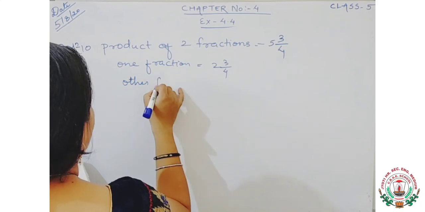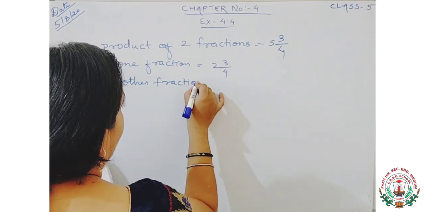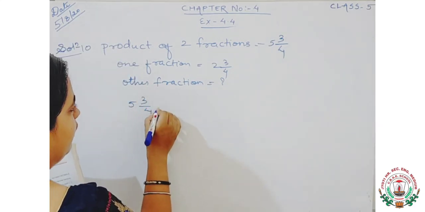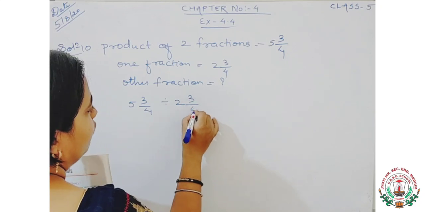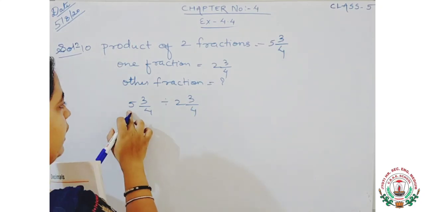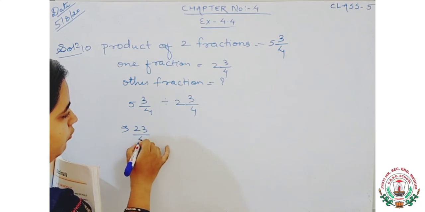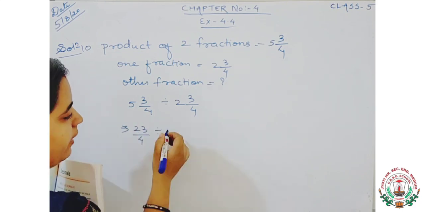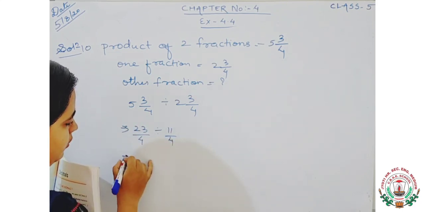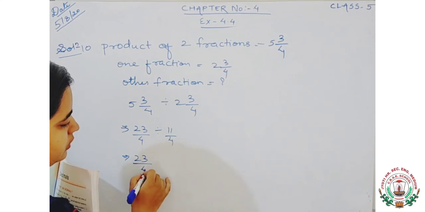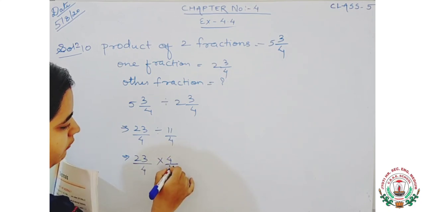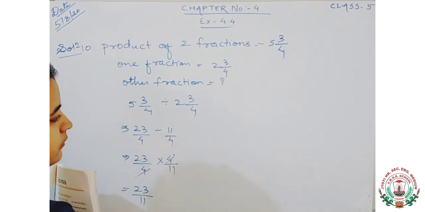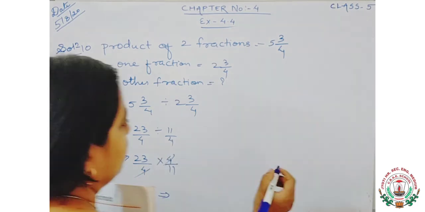What you have to find out? The other fraction you have to find. Okay. How we will find the other fraction? We will just divide this. 5 3 by 4 divided by 2 3 by 4. First we will change this. 5 4s are 20. 20 plus 3 is 23 by 4, divided by 4 2s are 8. 8 plus 3 is 11 upon 4. Okay. Just change the division sign. 4 by 11. 4 ones are cancelled out. What is left out? 23 upon 11.